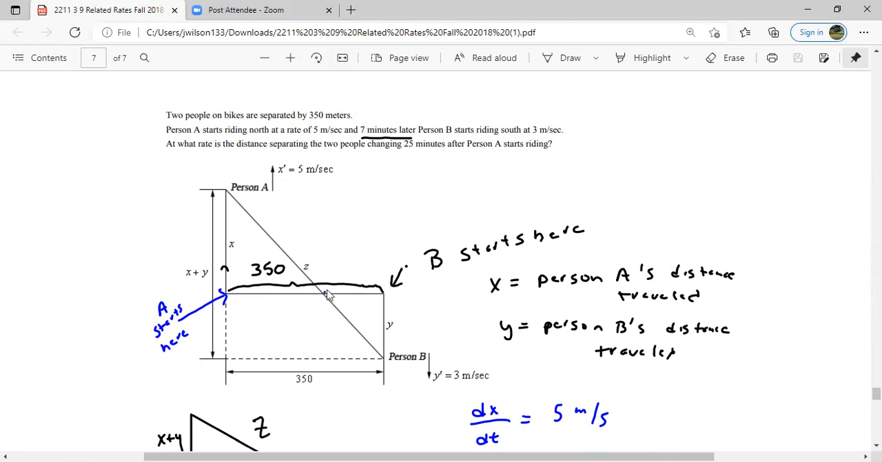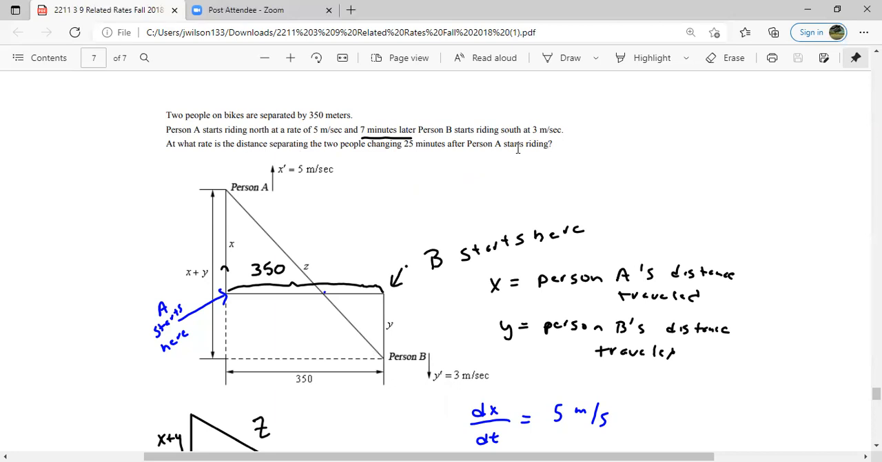Person A starts riding north, so they're going this way at a rate of 5 meters per second. And then 7 minutes later, so they're not starting at the same time, person B starts riding south. So person B is going this way at 3 meters per second. At what rate is the distance separating the 2 people changing 25 minutes after person A started riding?